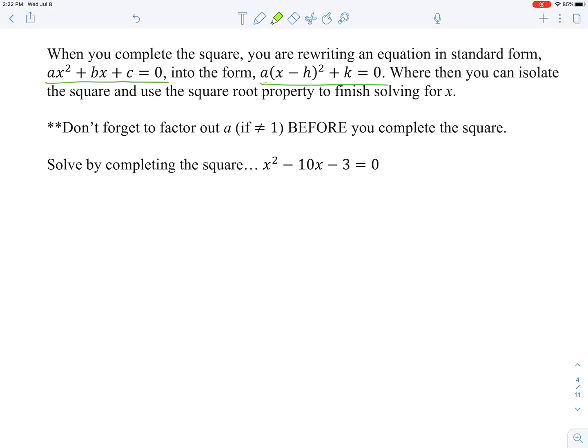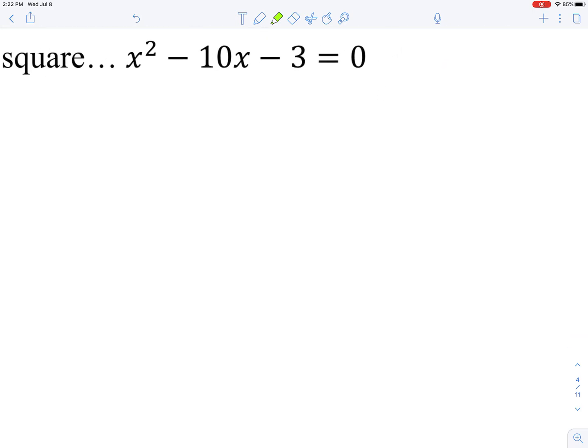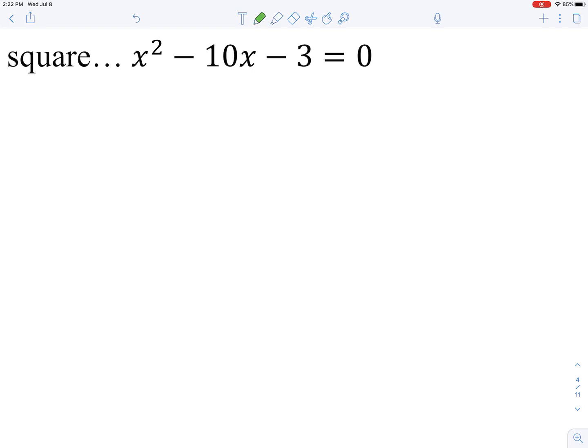But from that form, you can then isolate the square and use the square root property to finish solving for x. Now, it's super important to remember, and it's a common mistake to forget, that if a is not equal to 1, you need to make sure that you factor that value out before you complete the square.